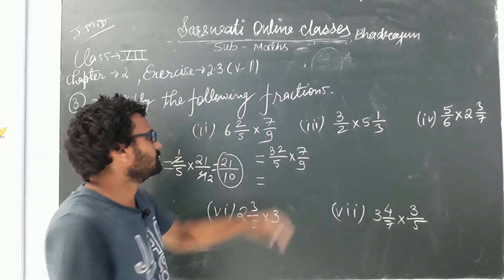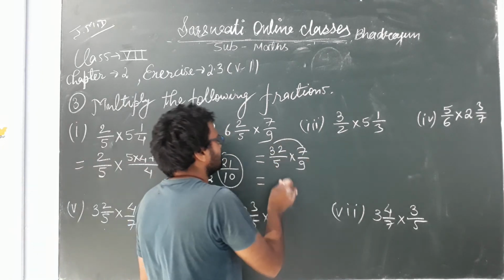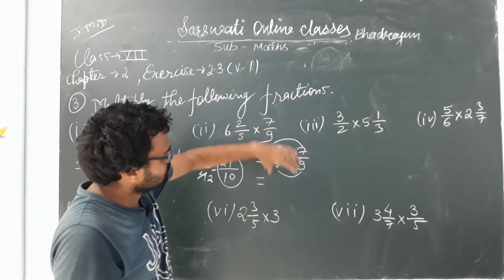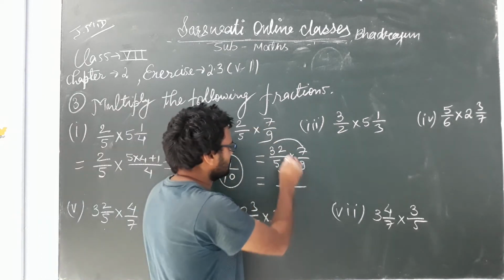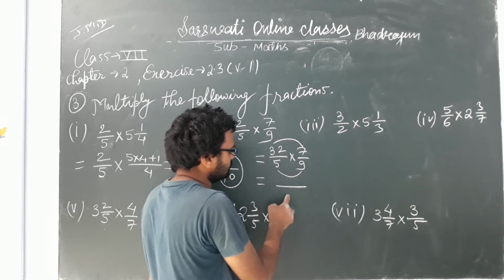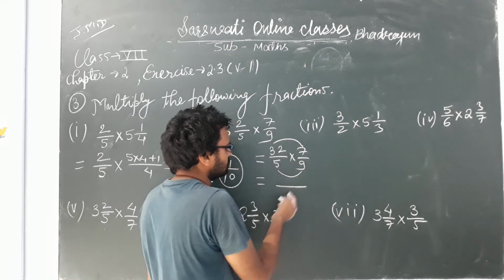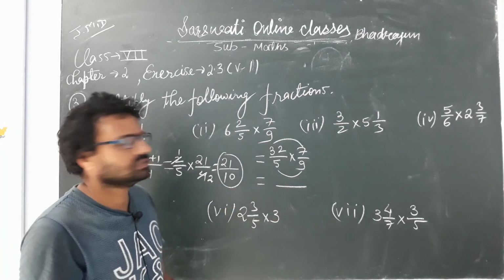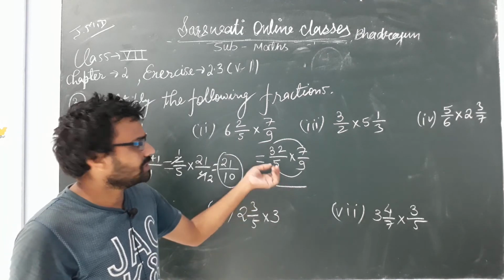Very very simple. 32 will be multiplied by 7 and 5 will be multiplied by 9, and the multiplication of these two will be written in our numerator and the remaining these two will be written in our denominator. And as we know, you will be very able to do this sum because this is very basic multiplication.